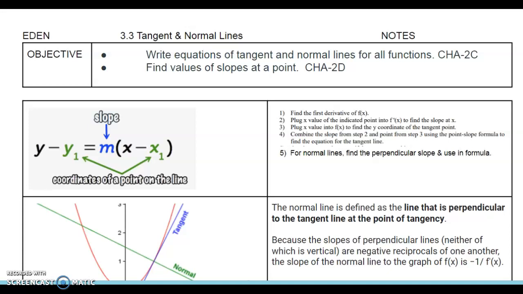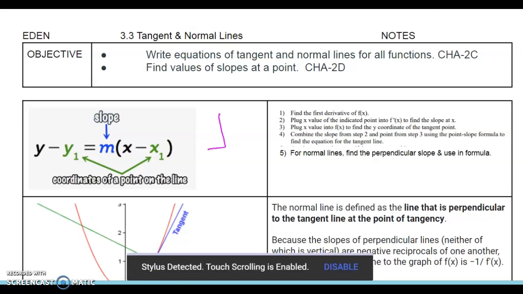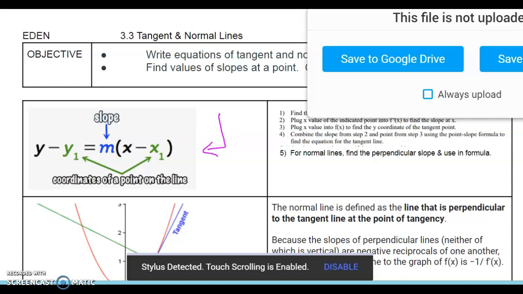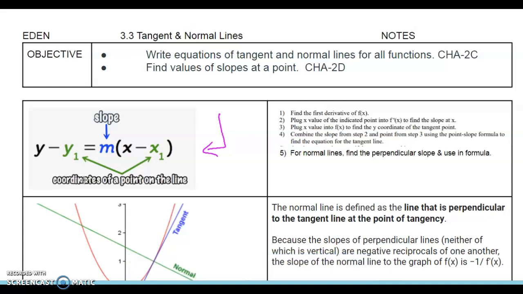Okay, so in section 3.3, we're going to write equations of tangent lines and normal lines. They're very similar. If you look at the first box, I typically start with point slope form. So this is point slope form: y minus y1 equals m, your tangent slope, times x minus x1. So we will need the tangent slope from the derivative and a specific point.